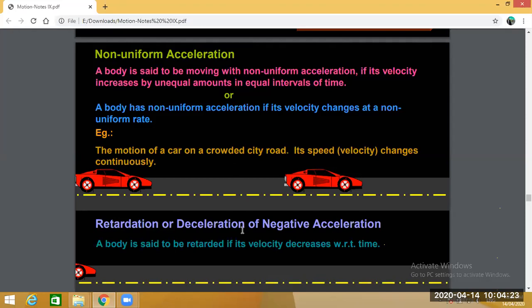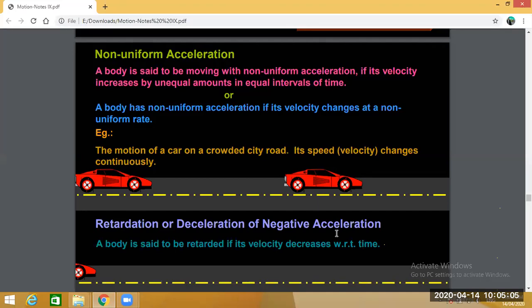So next thing is retardation, deceleration or negative acceleration. I have told you that negative of acceleration can be named as retardation or deceleration. So retardation or deceleration is not another thing, it is the same physical quantity. Only difference is that it is negative of acceleration. Acceleration is basically when velocity increases, then we say the object is accelerating. But when velocity decreases, then we say the object is retarding or decelerating. So a body is said to be retarding if its velocity decreases with respect to time.